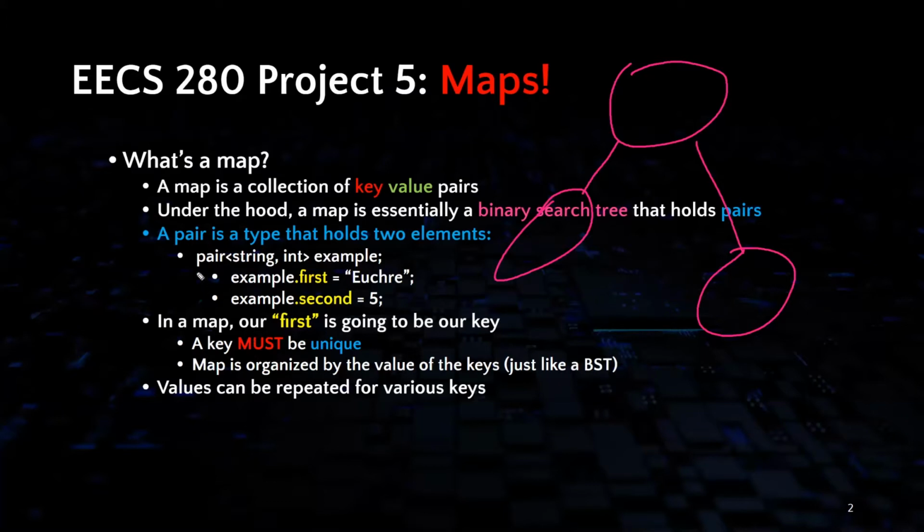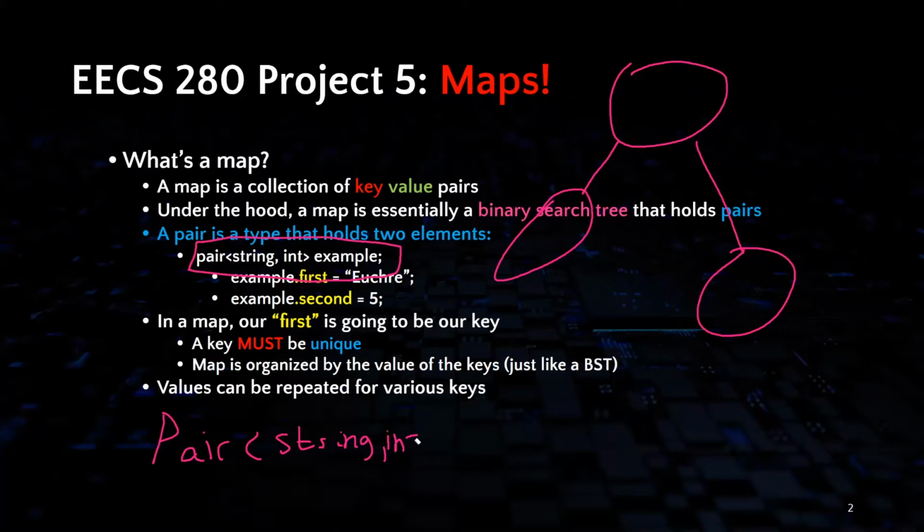So a pair is declared like this. And what a pair means is that two numbers or two types are associated. I had a pair of string and int like this, and I'll call this example. I can set the string bit to be euchre and the second bit to be 5. So what I did here is I created a pair so that if I access example.first, I get euchre, and example.second, I get the number 5.